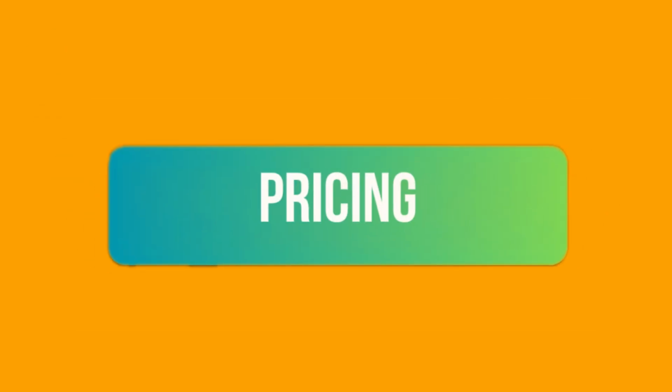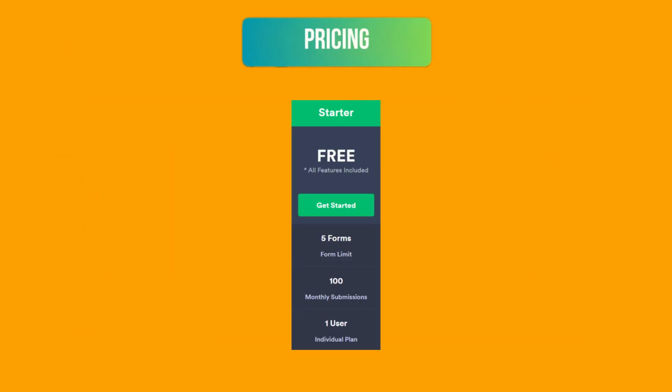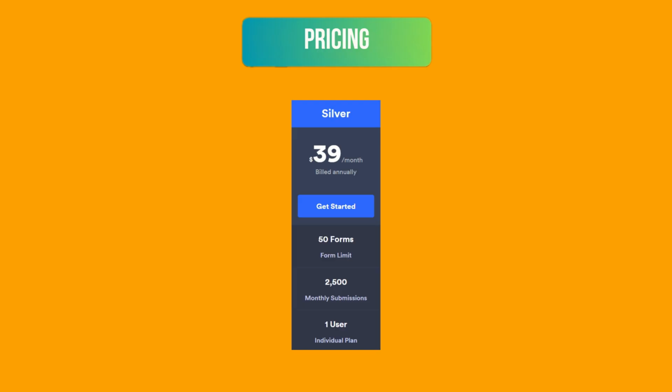Now down to the pricing. Jotform offers a freemium model, and the paid plans start at $34 per month for the bronze plan and the silver plan at $39 per month. And this is often the best value, offering 50 forms and 2,500 monthly submissions.